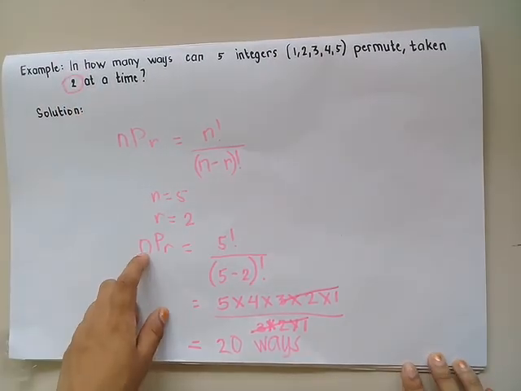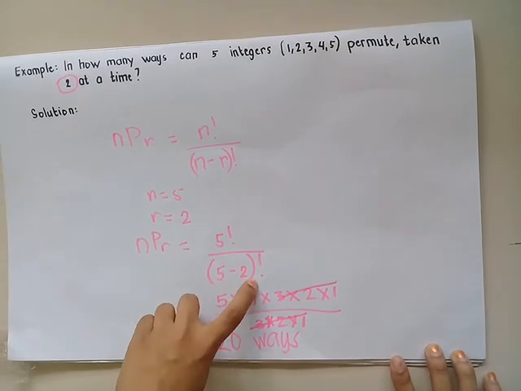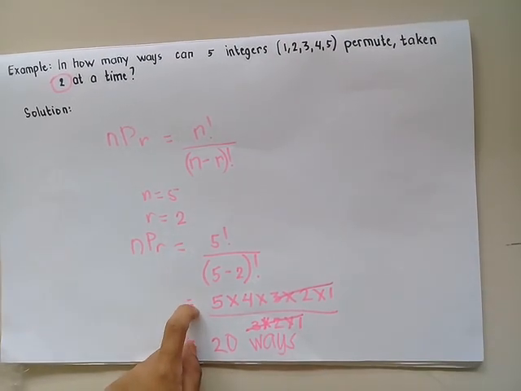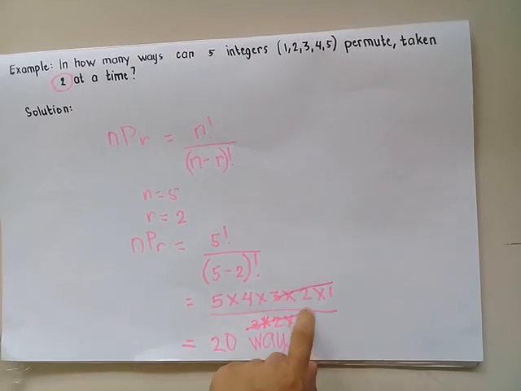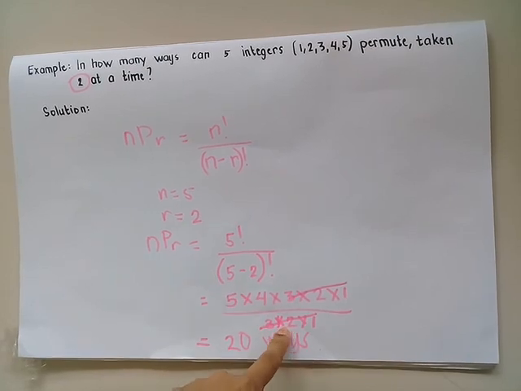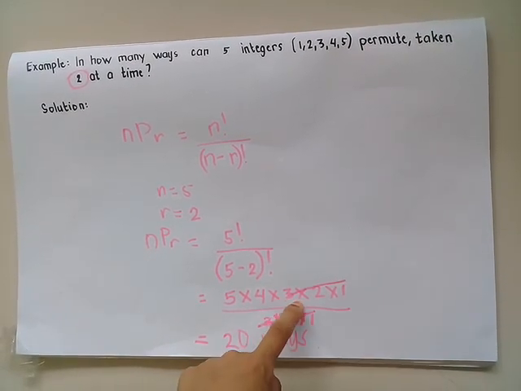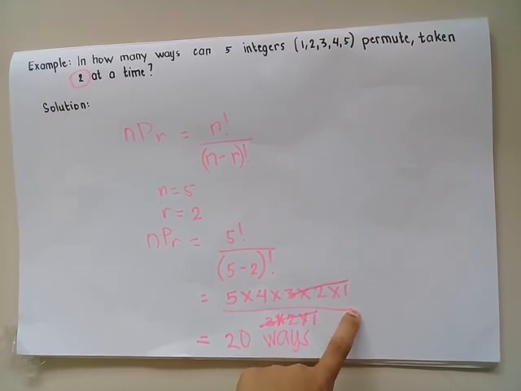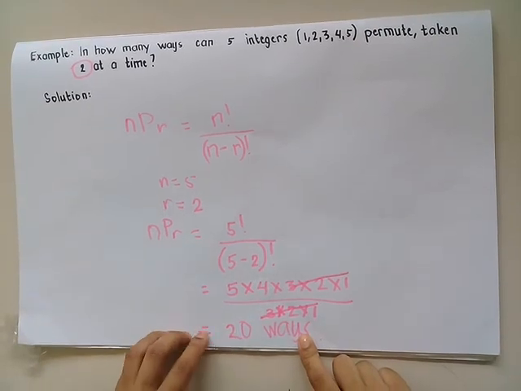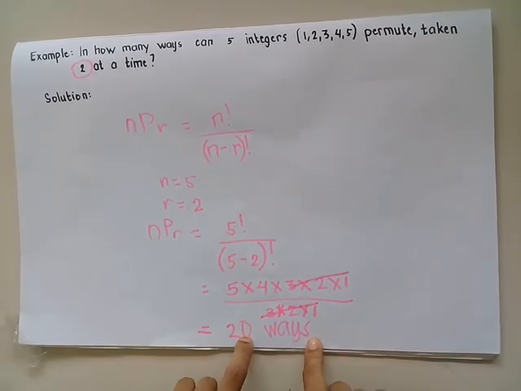So nPr, substituting, equals 5 factorial over 5 minus 2 factorial, is equal to 5 factorial, which is 5 times 4 times 3 times 2 times 1, over 5 minus 2, which is 3 factorial, so 3 times 2 times 1. We can cancel out 3 times 2 times 1 in the numerator, and also in the denominator 3 times 2 times 1, or equal to 5 times 4 is equal to 20 ways.